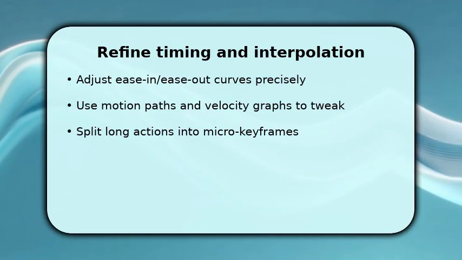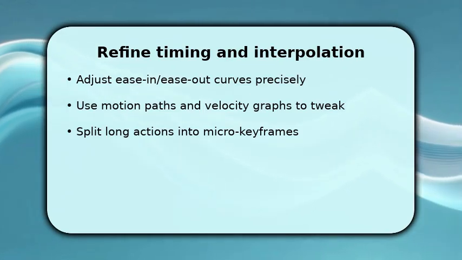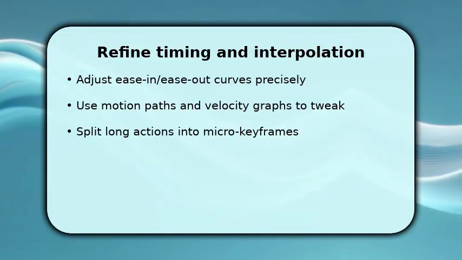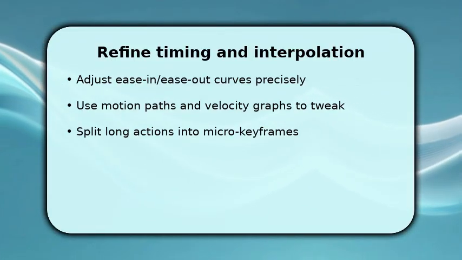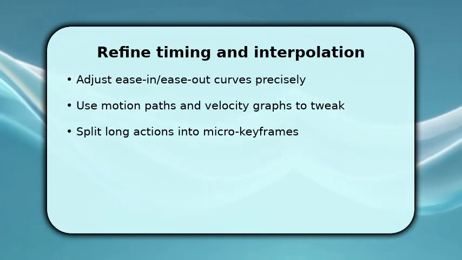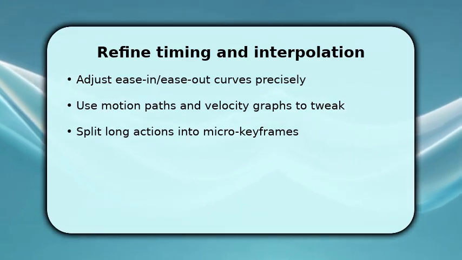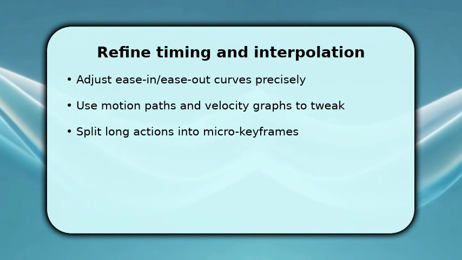Make motion paths cleaner and break long actions into micro keyframes so secondary motion reads naturally. You should also stagger related elements slightly to avoid mechanical synchronicity. Keep previewing at 100% speed, so each adjustment shows its real effect.